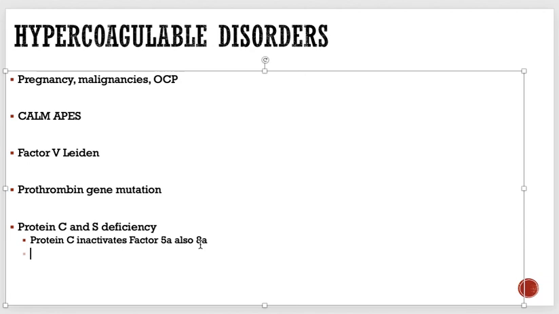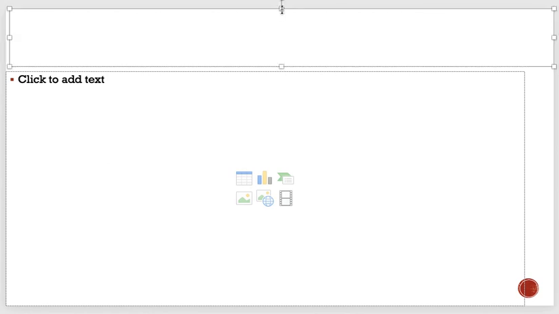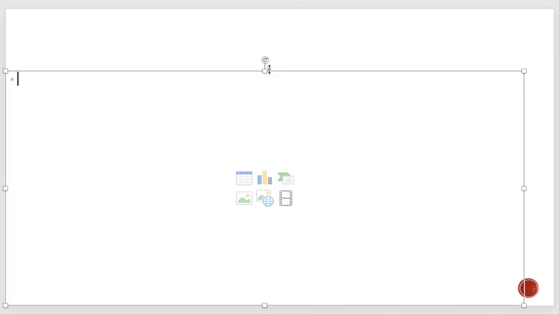And what is the function of protein S? Protein S is a cofactor needed by protein C. So when protein S is not there, protein C cannot function properly. That's the thing to remember. Simply, whether it's about factor 5, prothrombin, or protein C and protein S deficiency, all of these affect inactivation of clotting factors. And when clotting factors are not inactivated, the body will stay in a hypercoagulable state.